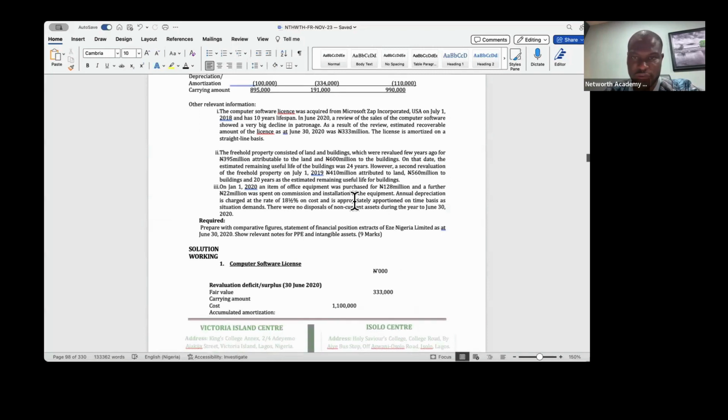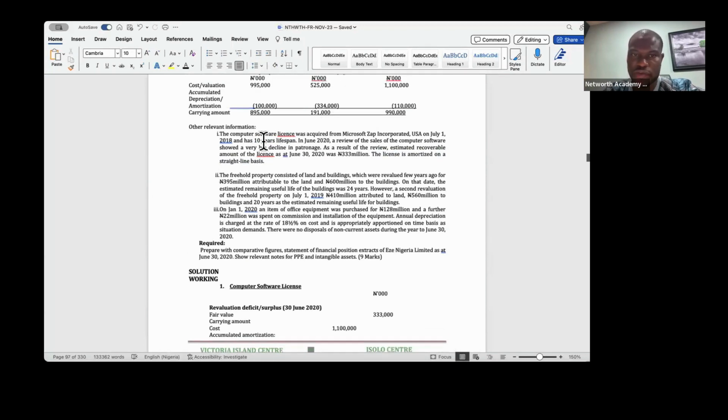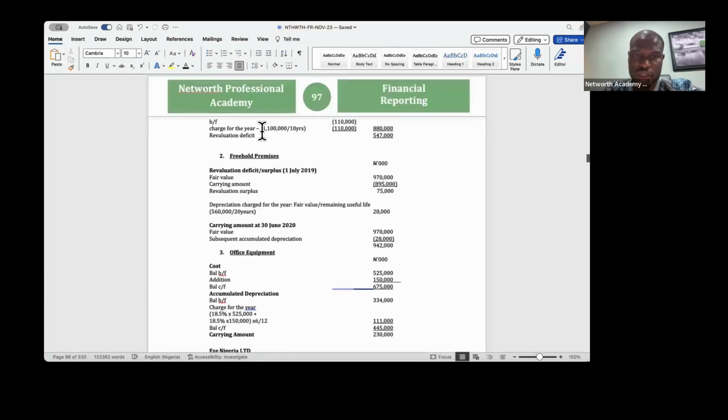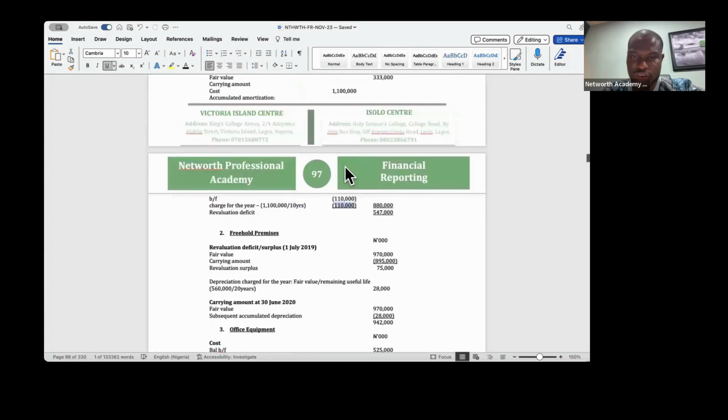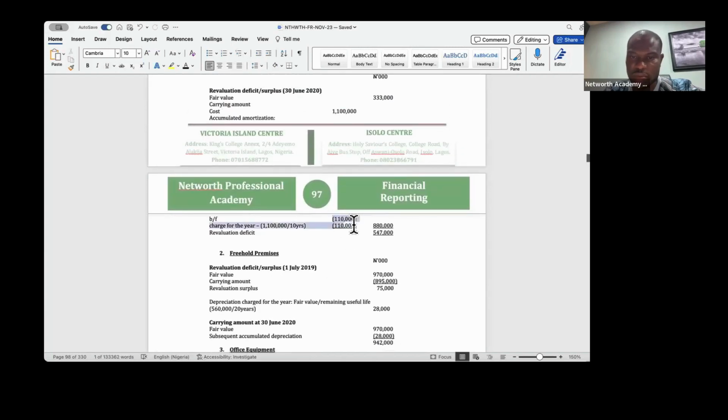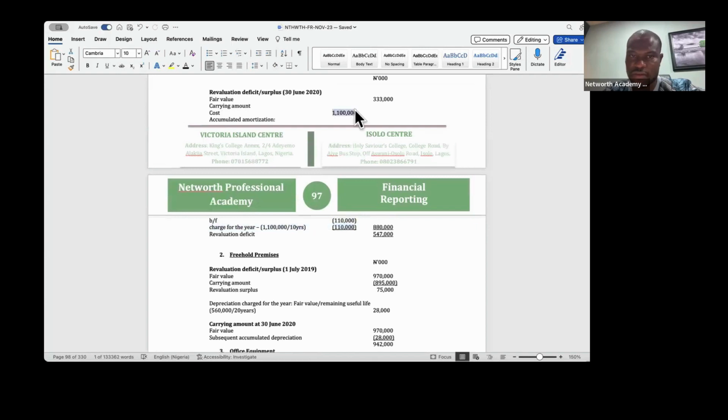The useful life of this intangible asset they give us here is 10 years, and they said they use the straight line basis, which is cost over the useful life. The cost is 1.1 million over 10 years. That gives me 100,000. So if I remove the accumulated depreciation from the cost, I get my carrying amount.